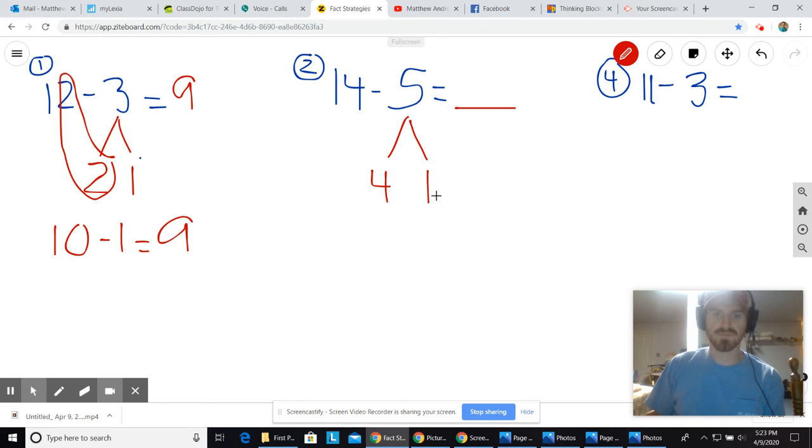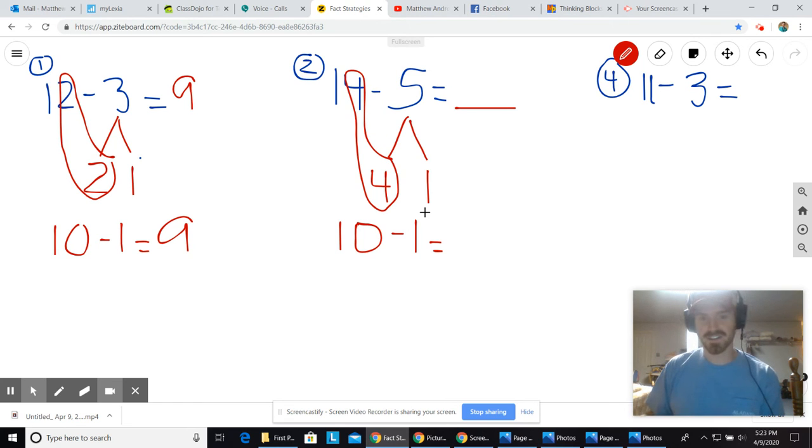But remember that in order to take 5 away, you've got to take away 4 and 1 more, because 4 plus 1 is 5. So I'm going to take that 4 out of 14. 14 minus 4 would be 10. Just like the last problem, I have 1 left over. I've got to take that 1 away. Otherwise, I'm just taking 4 out instead of 5. So 10 minus 1 is 9, which means that 9 plus 5, part plus part, must equal a whole of 14. Okay?